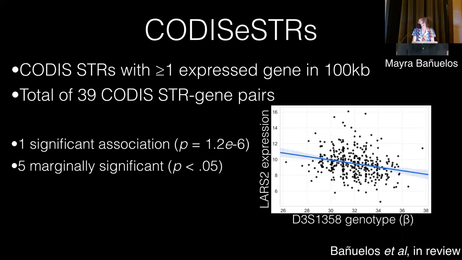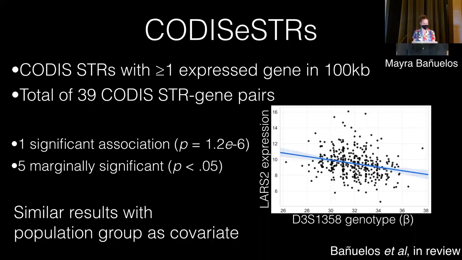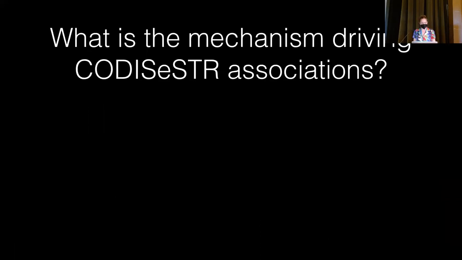And here you can see the significant finding that we have. On the x-axis, we've got the genotype for D3, which is the CODIS locus that we're looking at, and LARS2 is the gene. The R squared is not very large, but the association is statistically significant. So we want to follow up on this. I should say that we did this analysis with population group as a covariate to see if population structure was a confounding factor, and we have very similar results. So it doesn't look like that.